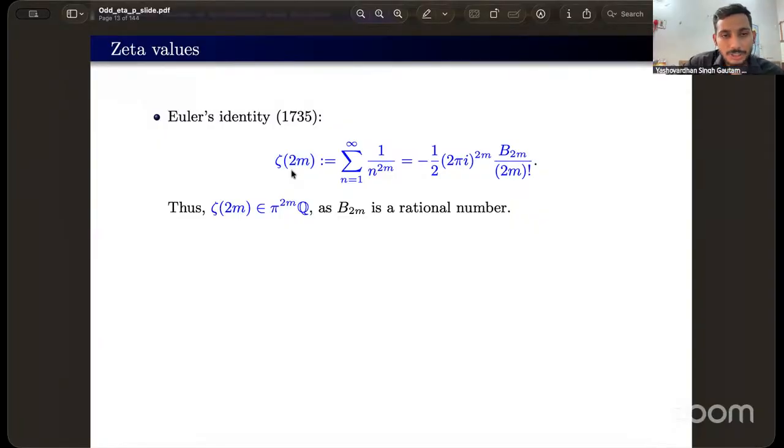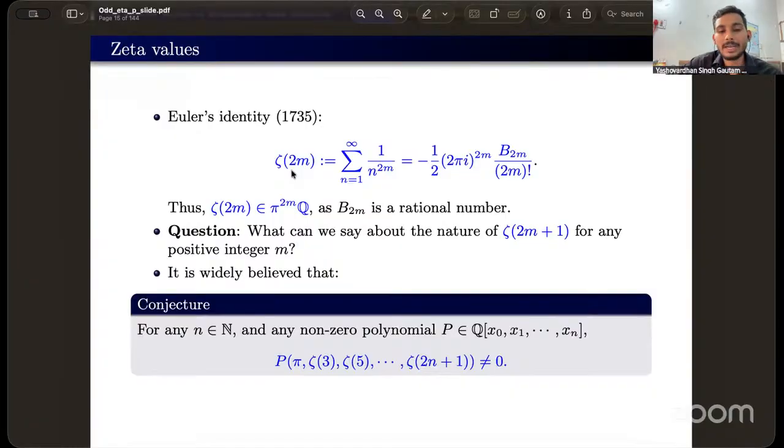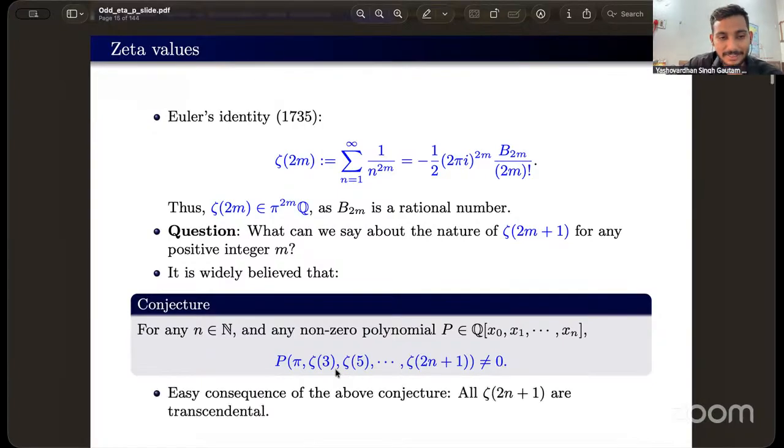Now, a natural question is what we can say about odd positive integers. It is believed that zeta 3, zeta 5, all of them are transcendental. It is known as a conjecture, but we do not have any proof of this. Euler proved that zeta of 2m is transcendental in 1735. After him, for more than 200 years, we did not have any progress regarding whether zeta 3, zeta 5, or any of them are irrational, rational, or transcendental.